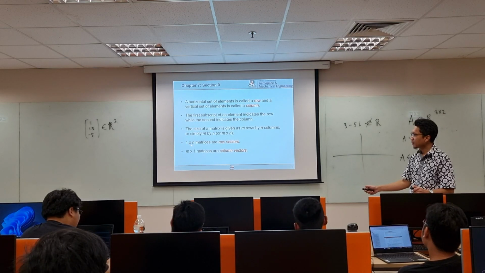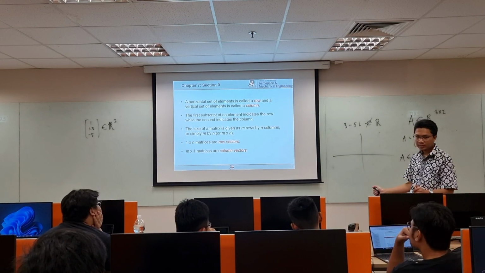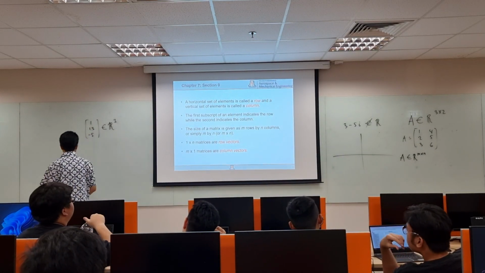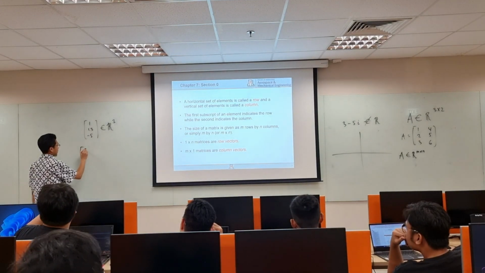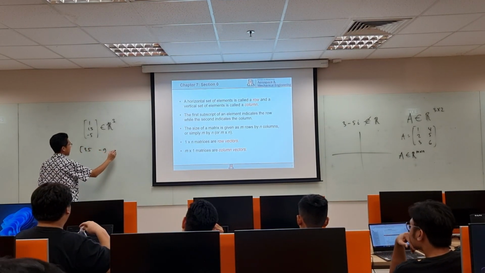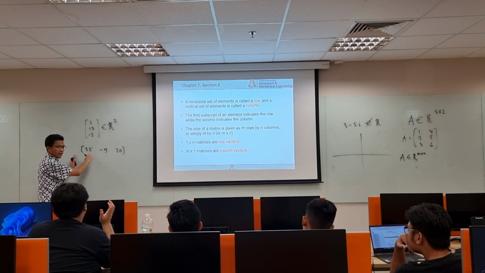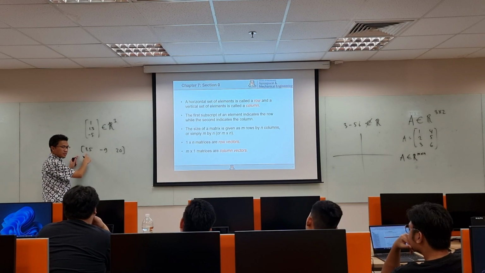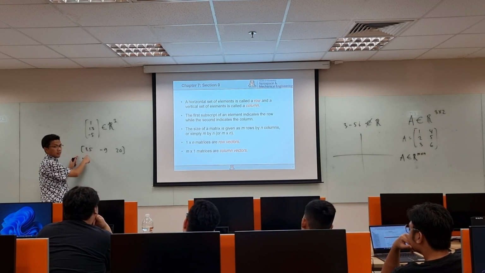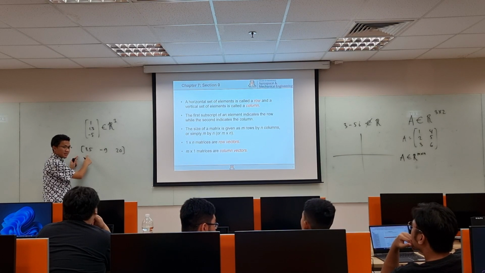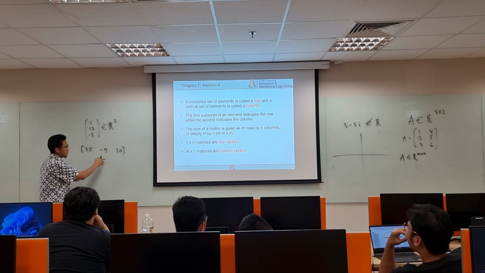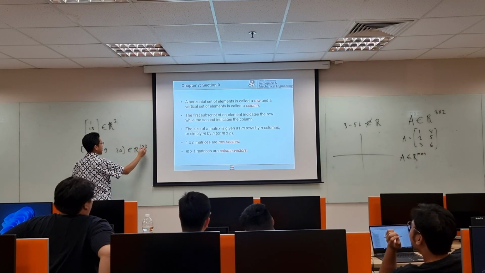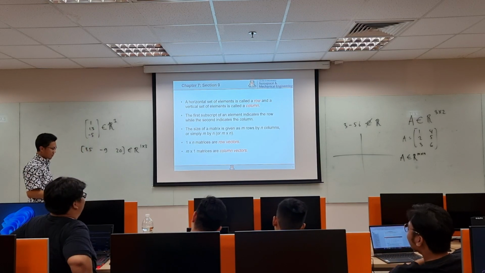Okay. 1 by n matrix, row vectors. What do I mean by row vectors? Row vectors are like this. Let's say you have 3.5, minus 9, 20. This is a row vector. How many rows? 1. How many columns? 3. So this is a member of 1 by 3.